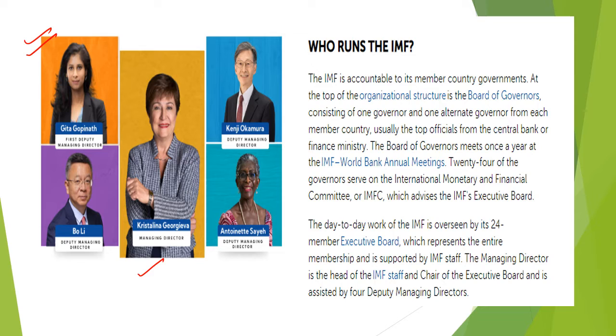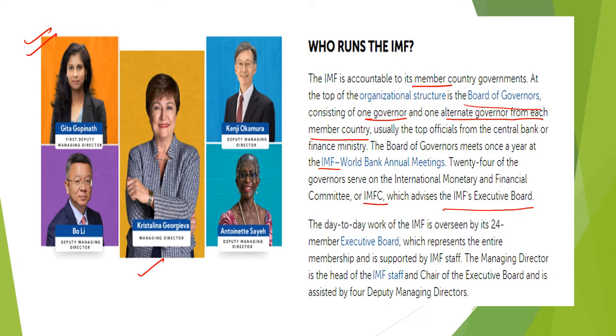Now, who runs the IMF? IMF is accountable to its member countries' governments. At the top of the organizational structure is the Board of Governors, consisting of one governor and one alternate governor from each member country, usually the top officials of the central bank or finance ministry. The Board of Governors meets once a year at the IMF World Bank annual meetings. 24 of the governors serve on the International Monetary and Financial Committee, or IMFC, which advises the IMF's executive board.